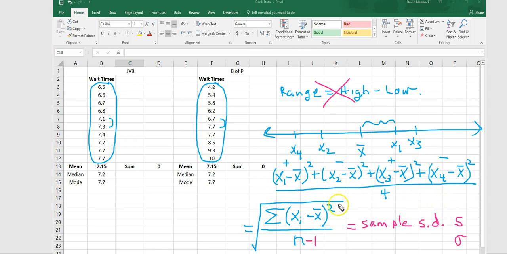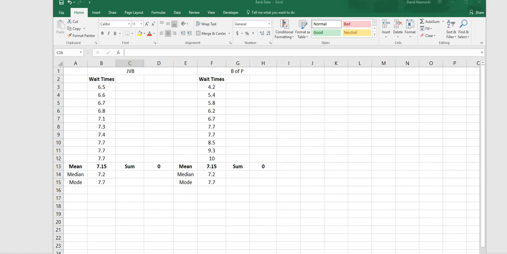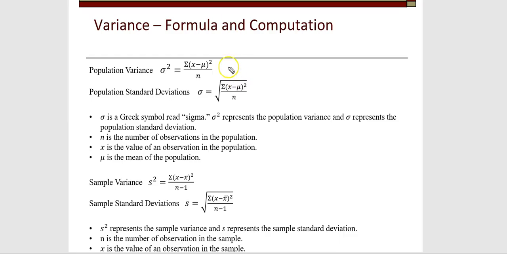So here's what we're going to use as a measure of variation. So let's take a look at our definition here on our slide, and then we'll come back to these two data sets and calculate the sample standard deviation for each. So here are all of the formulas that we're going to be using for our population and sample standard deviation, and also variance. I didn't talk about that, but here it is.